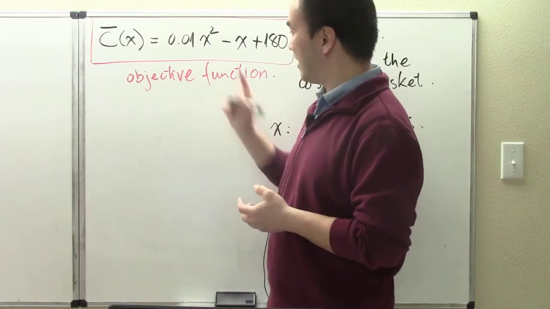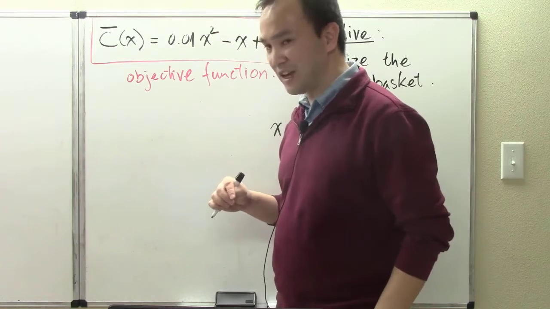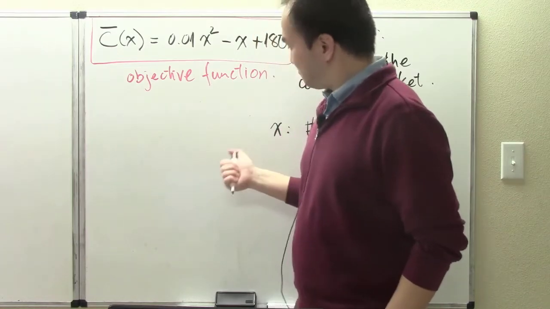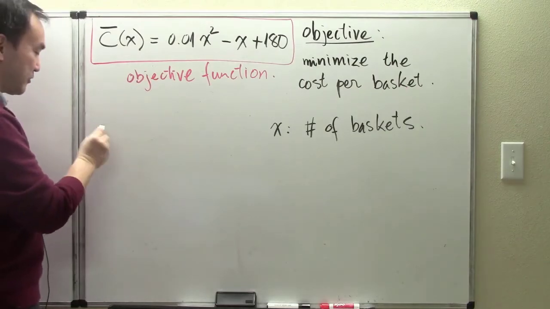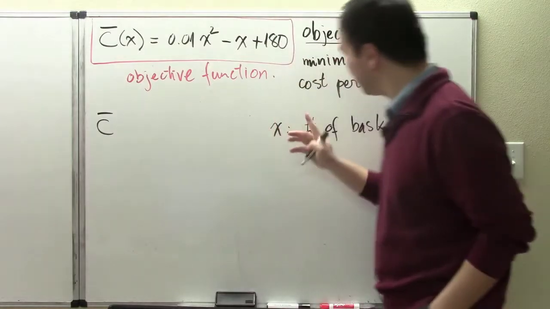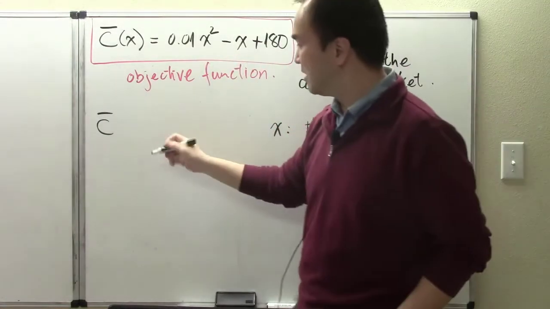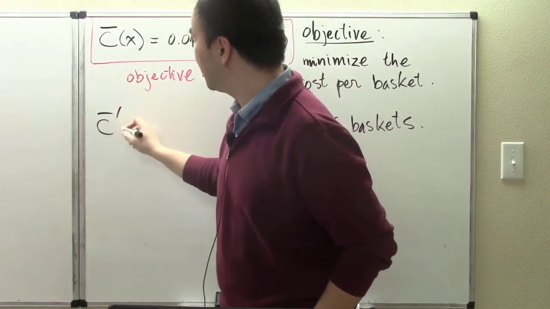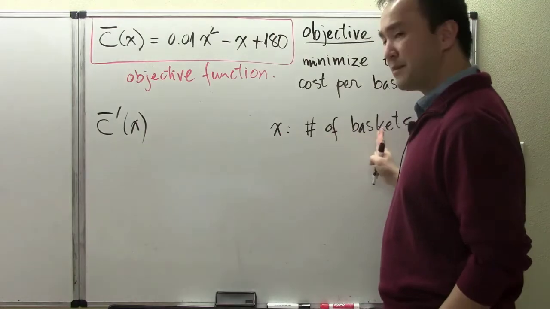Okay, so now we have our objective function. We don't need to find any constraints for this. So in that way, let's go ahead and get started, and that really saves me a lot of board space right here. So C bar prime, and this is the objective function, and that's the one we want to minimize. So we just get straight into C bar prime of x, and x here is the quantity, the number of baskets that can be sold.